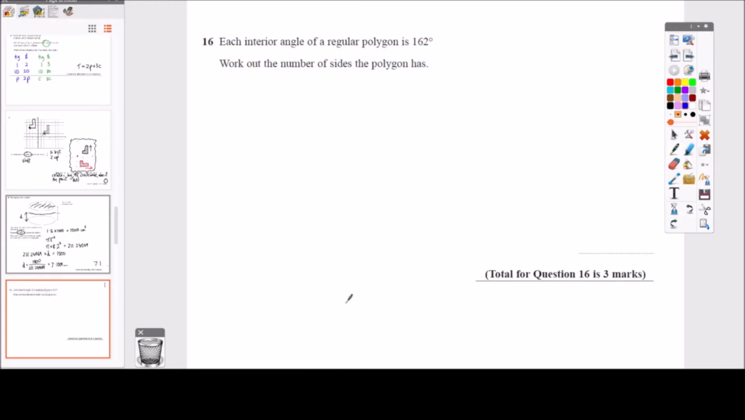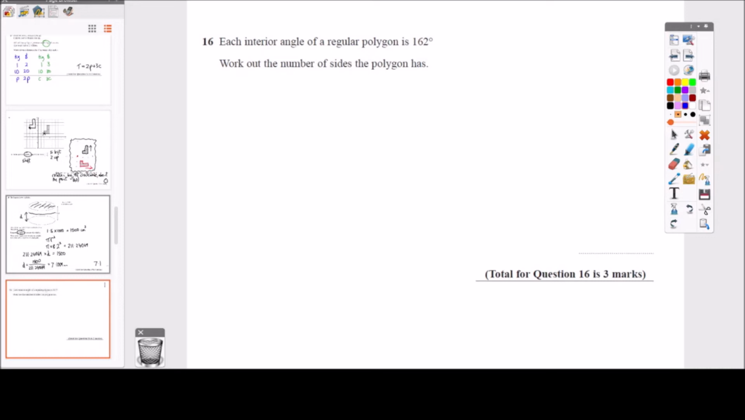Question 16. Each interior angle of a regular polygon is 162. Work out the number of sides. Okay. Now, we know 2 things about interior and exterior angles of regular shapes. The exterior angles always add up to 360. And interior plus exterior equals 180.